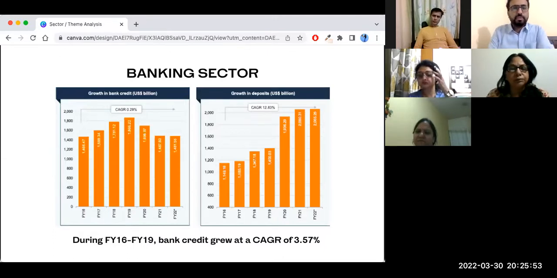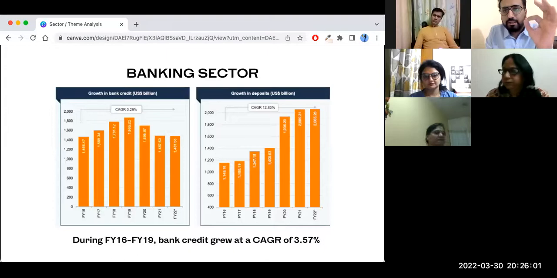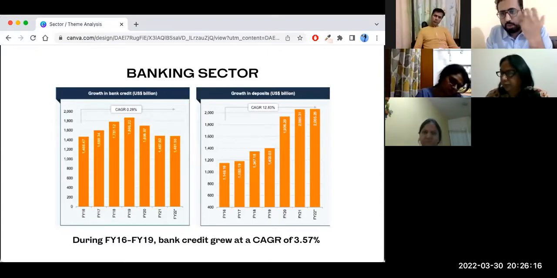Okay. Banking sector. Now, what is the business of banks? Banks are in the business of buying and selling cash. They are in the business of buying and selling money. Simple. They buy money and they sell money. Money is the raw material there.